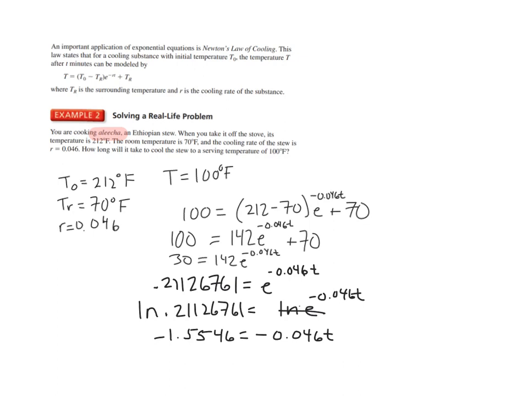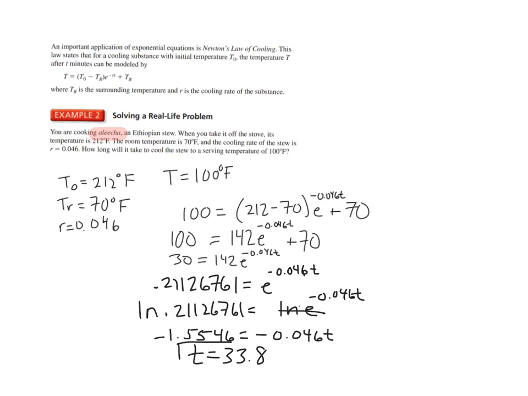Now it looks like all we have to do is divide out the negative value on the right-hand side. So we divide 1.5546 by 0.046, and that gives me not a temperature, but a time of 33.8. So t is going to equal 33.8, okay, for this problem.